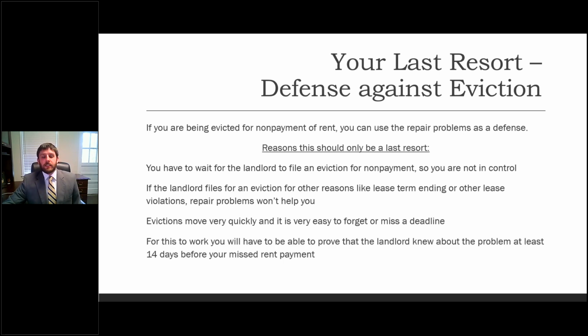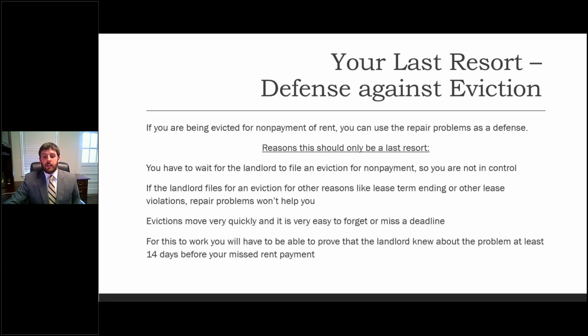And lastly, the last reason why I think this is a bad idea is that for this plan to work, you are going to need to be able to prove to the judge that the landlord knew about the problem at least 14 days ahead of your missed payment.